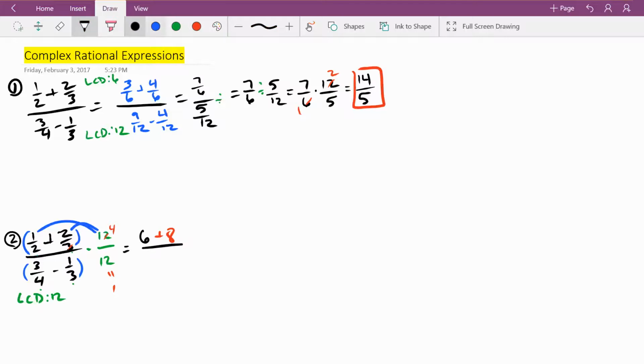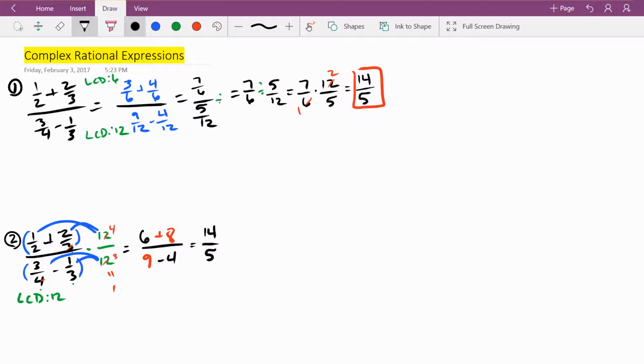Denominator. Same thing. Multiply 12, distribute it to both. 12 times 3/4. So 4 goes into 12 3 times, and then 3 times 3 is 9. And then 12 times a negative 1/3 would be negative 4. So 6 plus 8, 14. 9 minus 4 is 5. Done. I don't know about you, but I like that way a lot better. It saved me quite a bit of work.